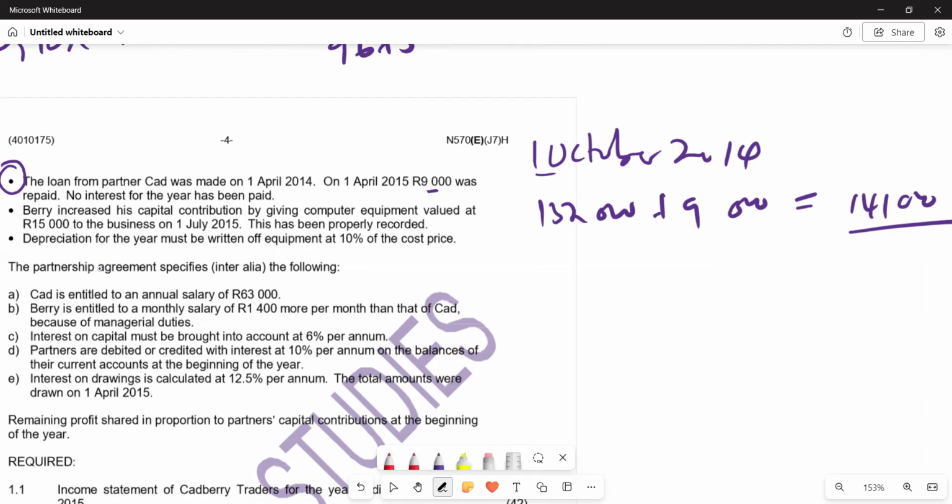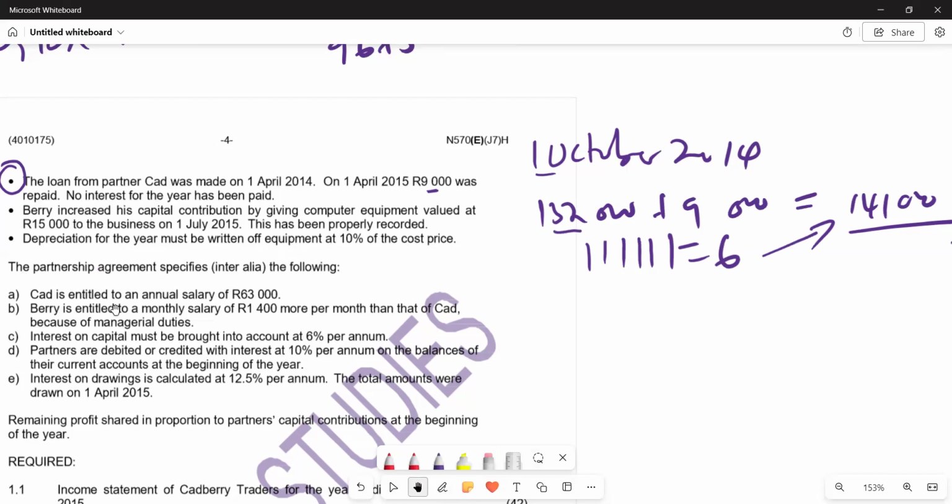So we're going to calculate the interest there, and we see how many months we had 141,000 as loan, from 1 October to when the repayment took place on 1 April. So we have the whole of October, November, December, January, February, March, then April, 1 April, there was a repayment. So we have got 1, 2, 3, 4, 5, 6 months. So it was 6 months. We had 141,000 for 6 months. So we're going to calculate the interest for 6 months using 141,000. Then we calculate the remaining 6 months using the 132,000 after the repayment was made.